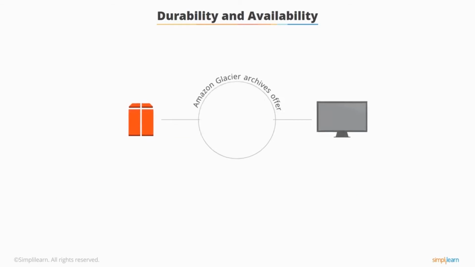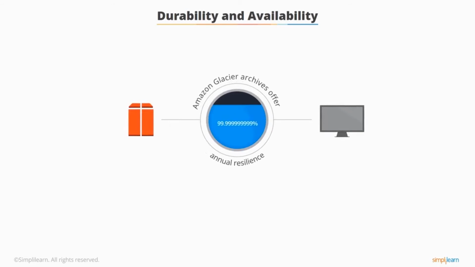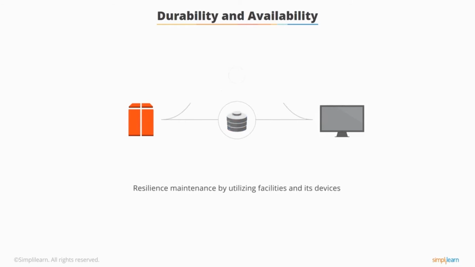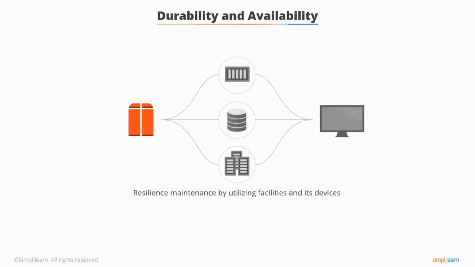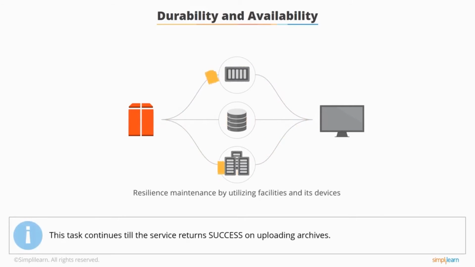The Amazon Glacier Archives offers an average annual resilience of 99.999999999%. The archiving service maintains resilience by continuously utilizing several facilities and devices within each facility to store the data. The task continues till the service returns success on the uploading archives.